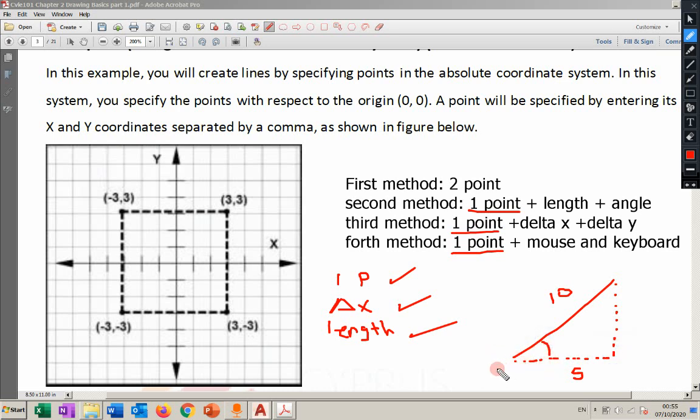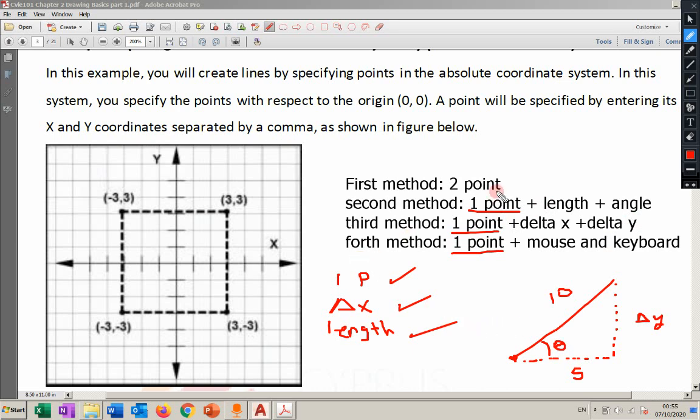Why? Because you know the sine, cosine. You'll be able to find this angle. You'll be able to find this one here. This is the delta y. If I find delta y, let's say we have this point here, that will be enough. If I find the angle, it will still be enough, because I have 1 point, delta x, delta y, I can use this method, or 1 point, length and angle, I can use these methods.